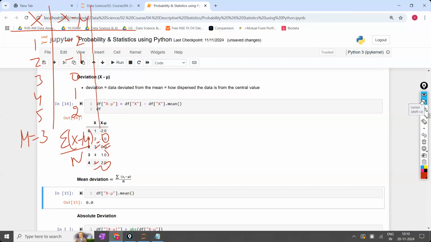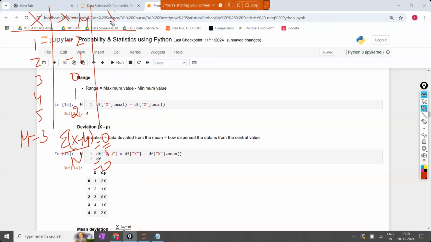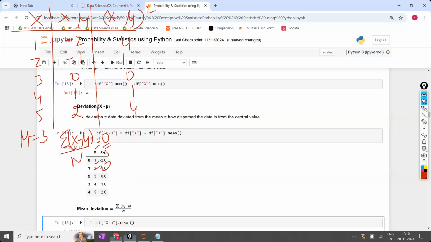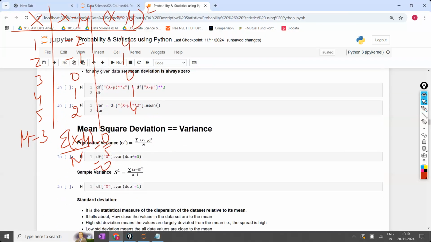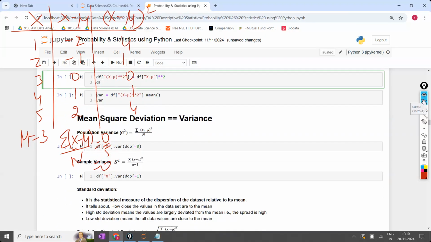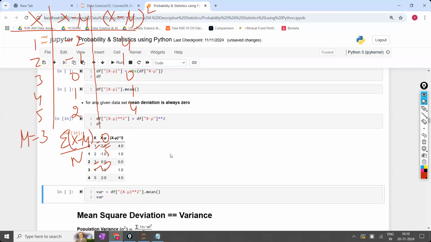Next, after that, square deviation. What is meant by square? For every deviation, you are going to do the square. That is 0, 1, 4, 1, 0, 1, 4. The same thing I am going to do here. Mean square deviation: 4, 1, 0, 1, 4.